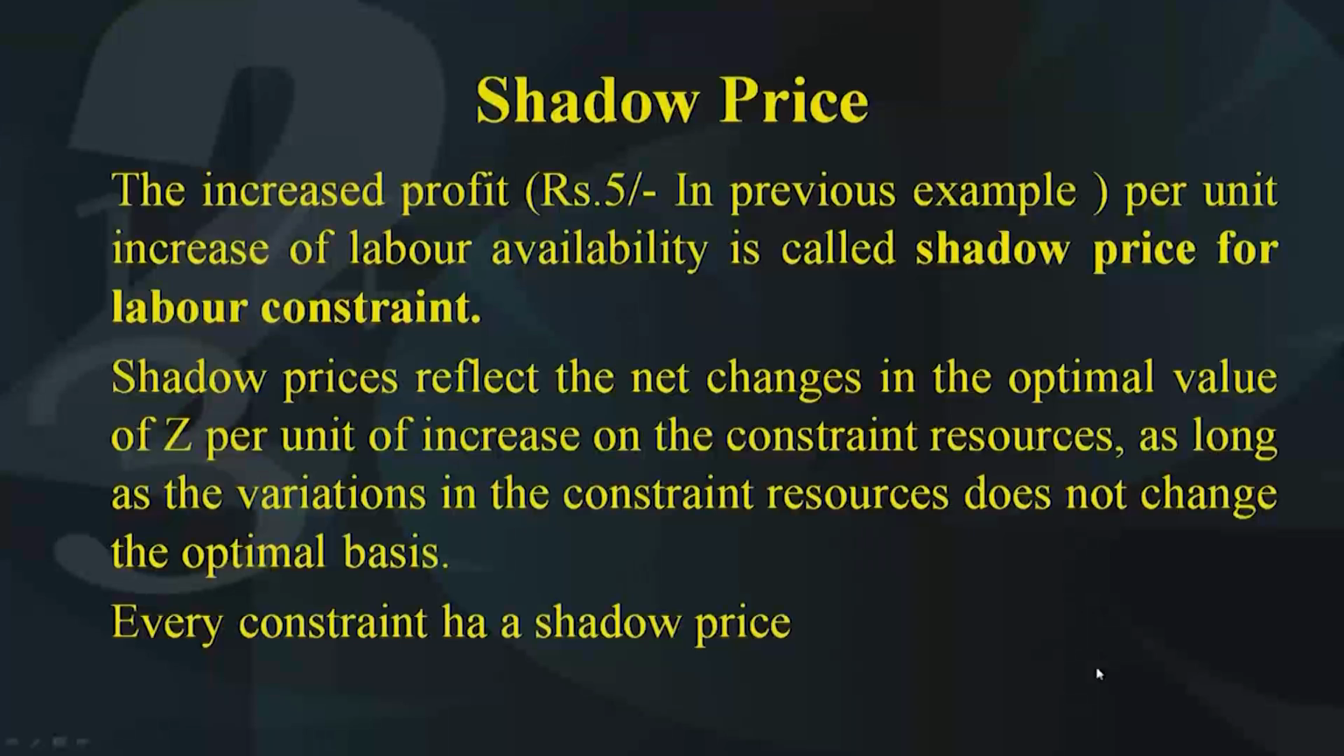Now, this leads to a definition of what is called a shadow price. Shadow prices are defined as follows: the increased profit, in our case rupees 5 in our previous example, per unit increase of labor availability is called the shadow price for the labor constraint. The shadow prices basically reflect the net changes in the optimum value of Z, that is the profit, per unit of increase in the constraint resource, as long as the variations in the constraint resource do not change the optimum basis.